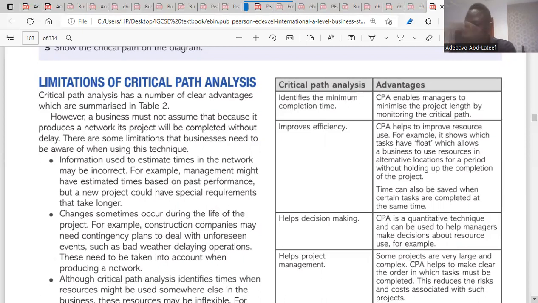The third problem about critical path analysis is that it is time-consuming. It's a network. You are putting tasks together, task A, task B, different tasks, to make a network. It takes time to bring up a network, so you might waste more time putting up this network. Although critical path analysis identifies times when resources might be used somewhere else in the business, the problem is that it takes time to put network analysis together.